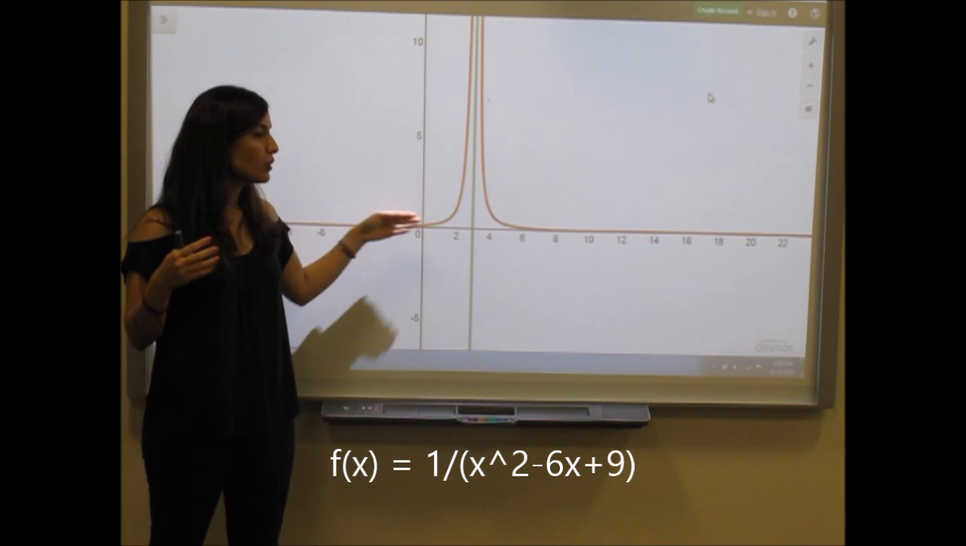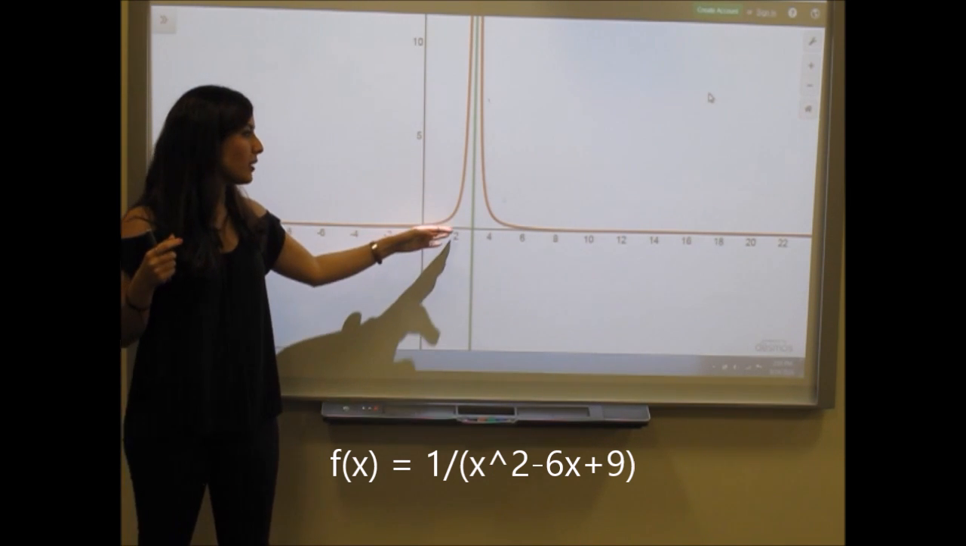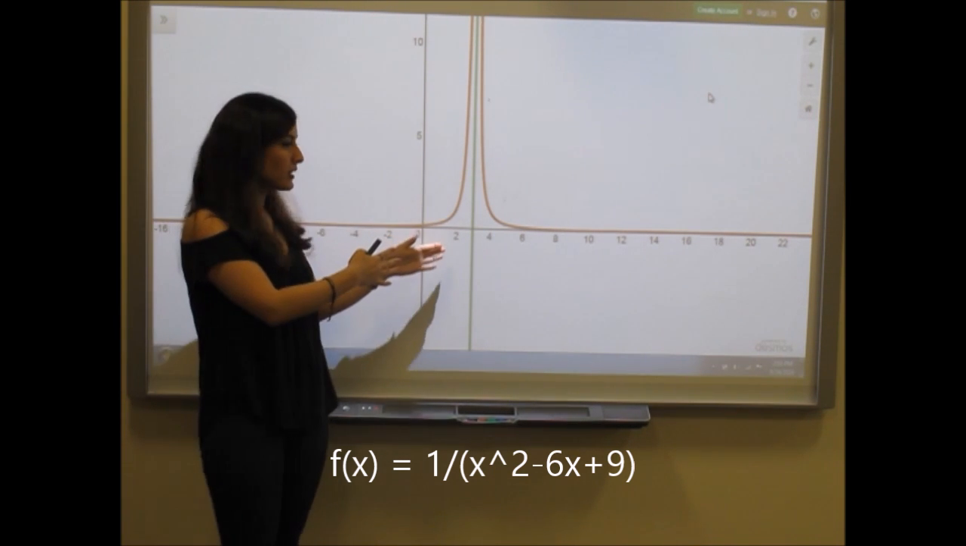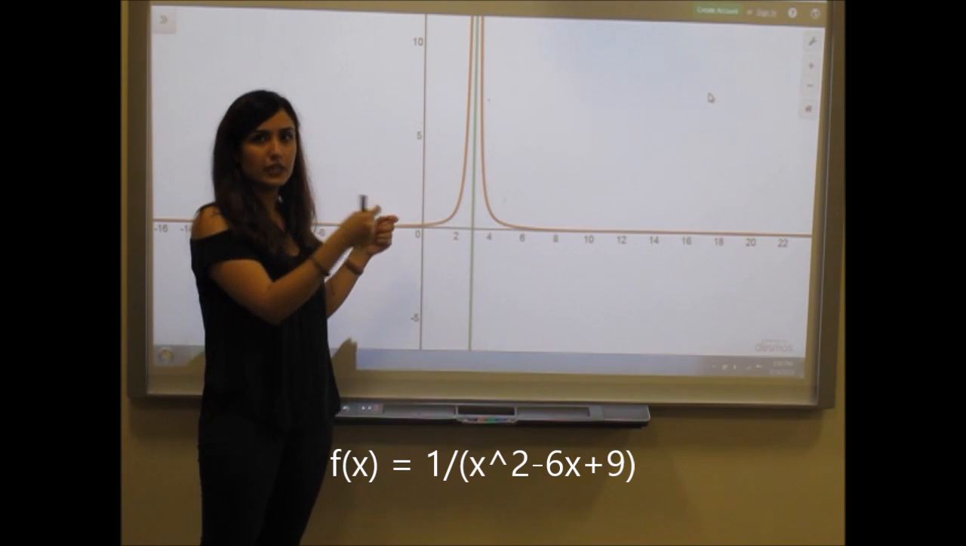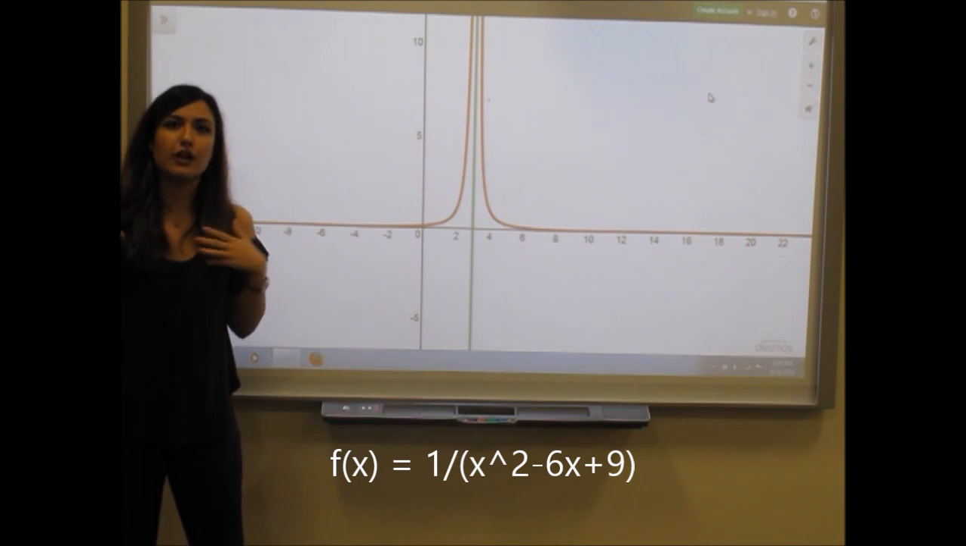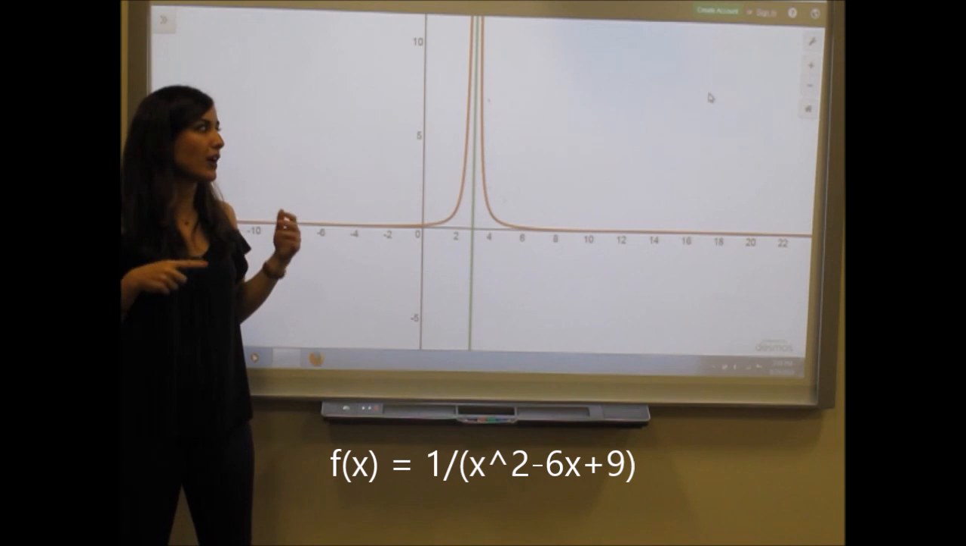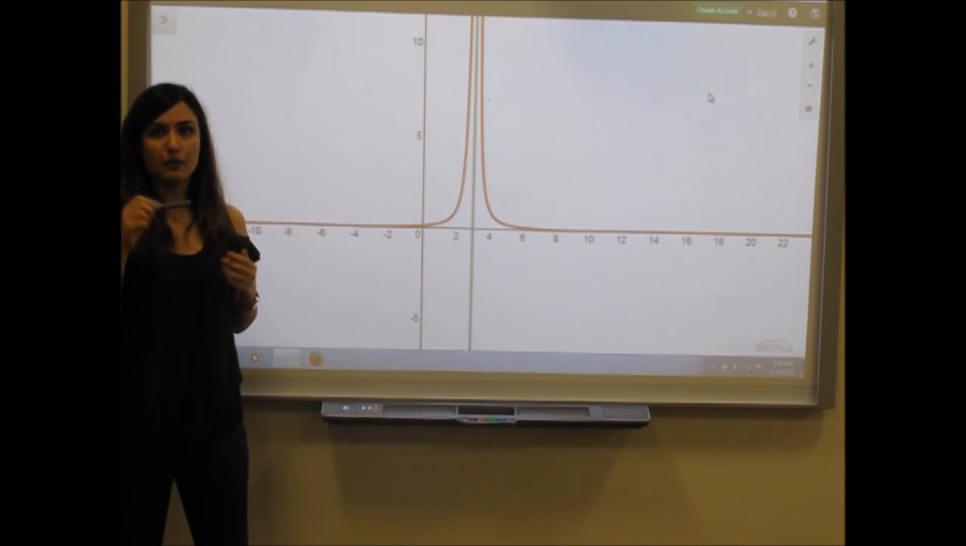So as we get closer and closer to x equal to 3, we never get to that point actually, and we don't have any y value for x equal to 3, so we don't have any output for that point.